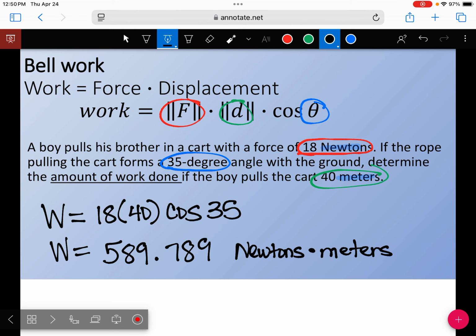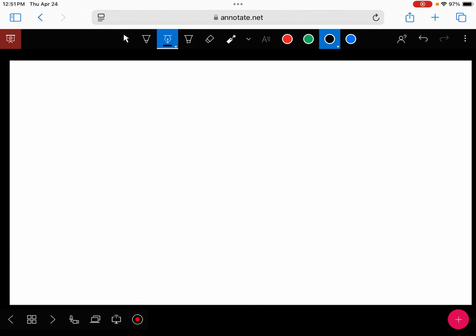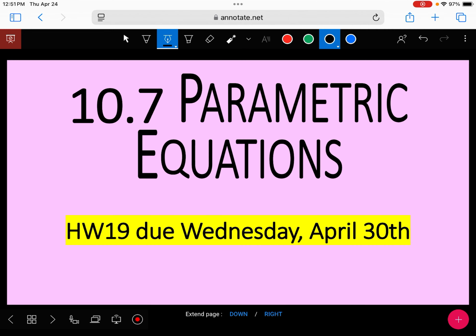Okay, so we're going to learn something new today. We're going to graph, but it's not difficult graphing. So in your note packet, go to page 8. Yep, I believe we're on page 8. And I already told you homework 19 is due on Wednesday. We're starting 10.7 now, finishing out and getting ready for our test, which is next Friday.